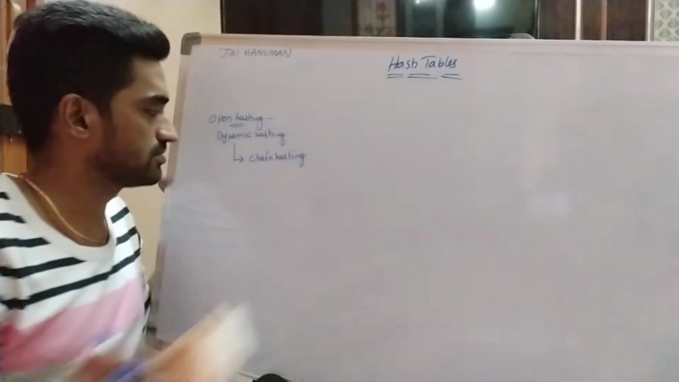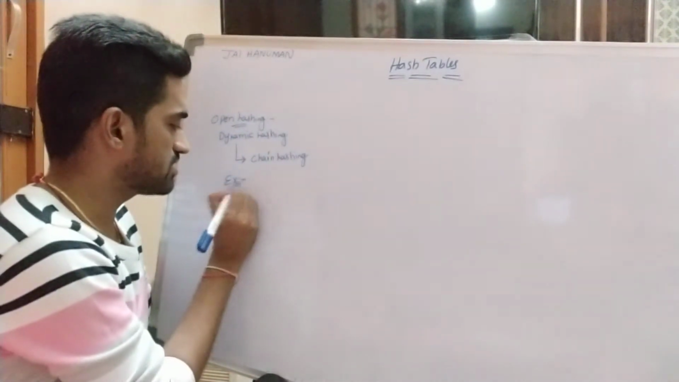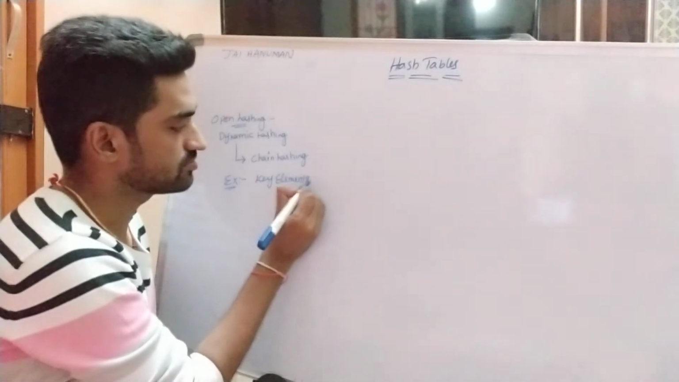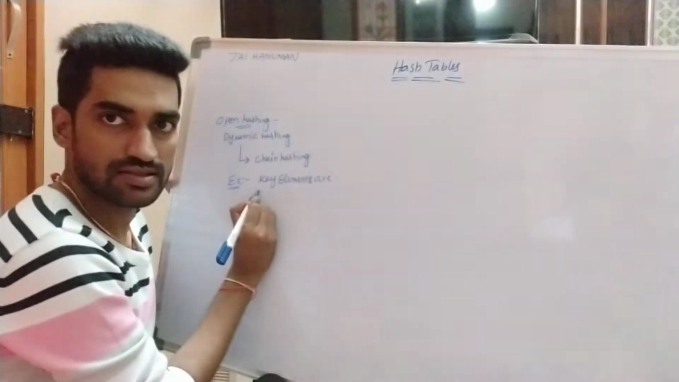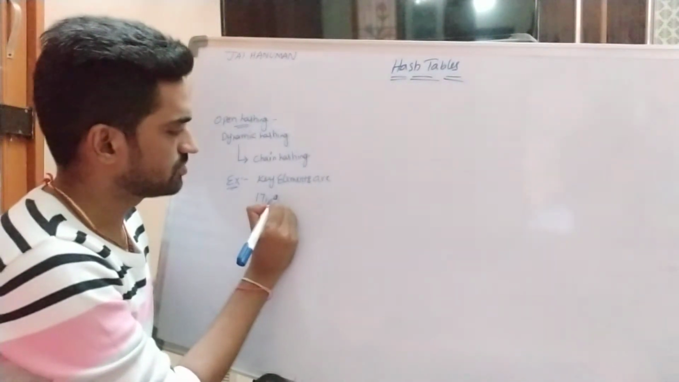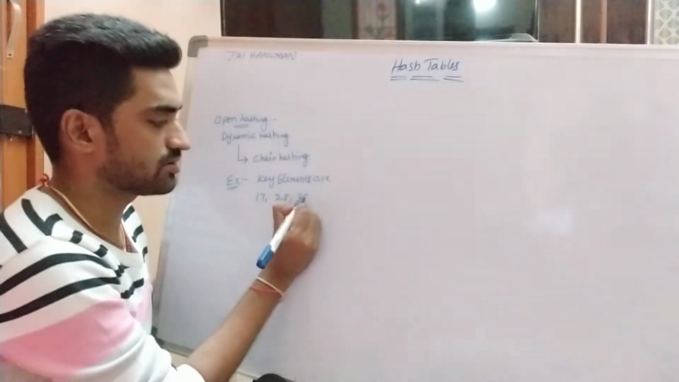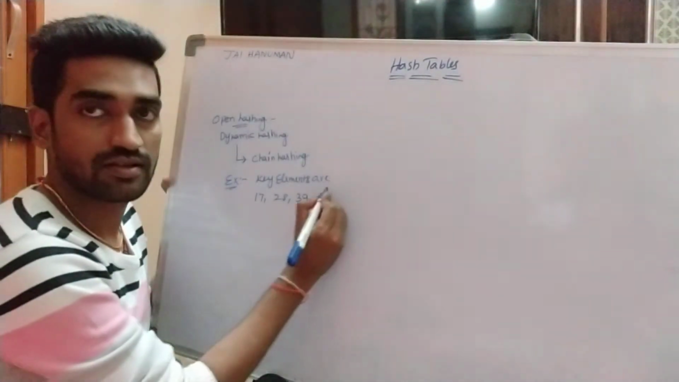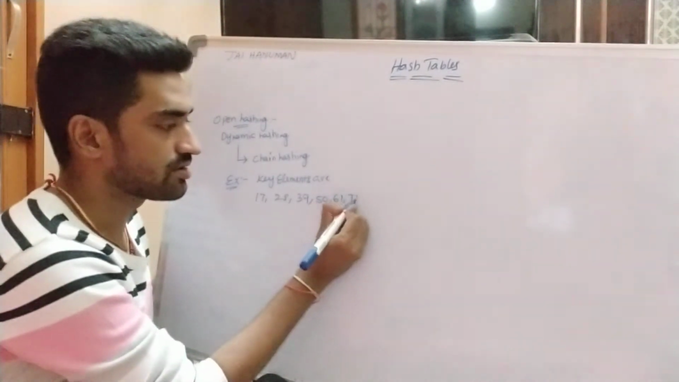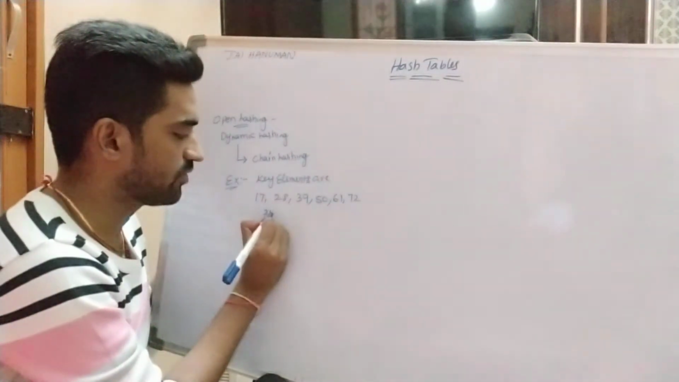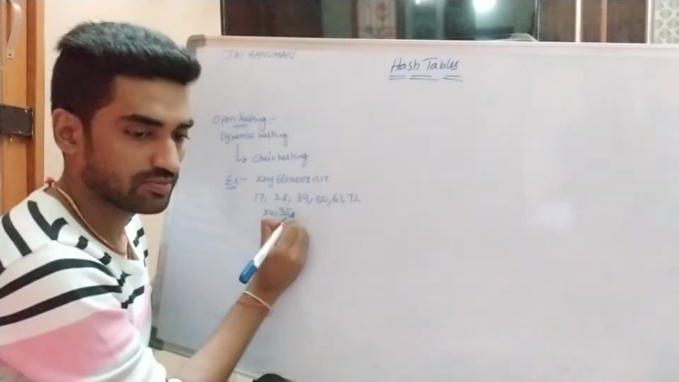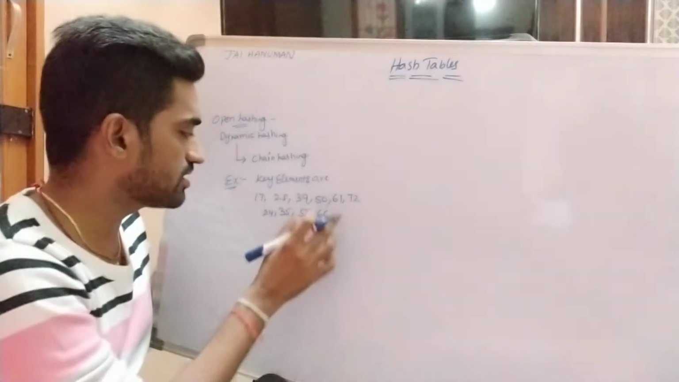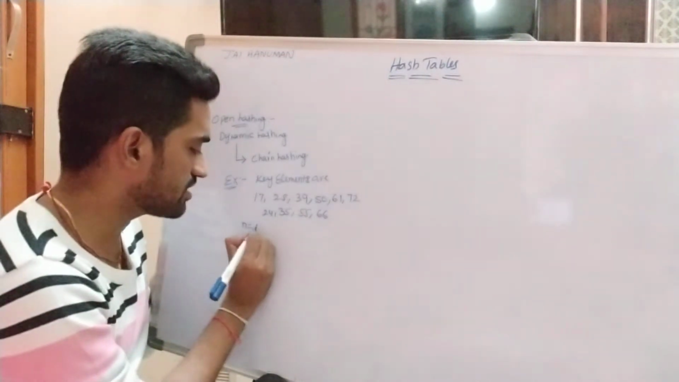Let us consider key elements are 17, 28, 39, 50, 61, 72, 24, 35, 55, 66, right? So these are the key elements, and size of the hash table is 11.